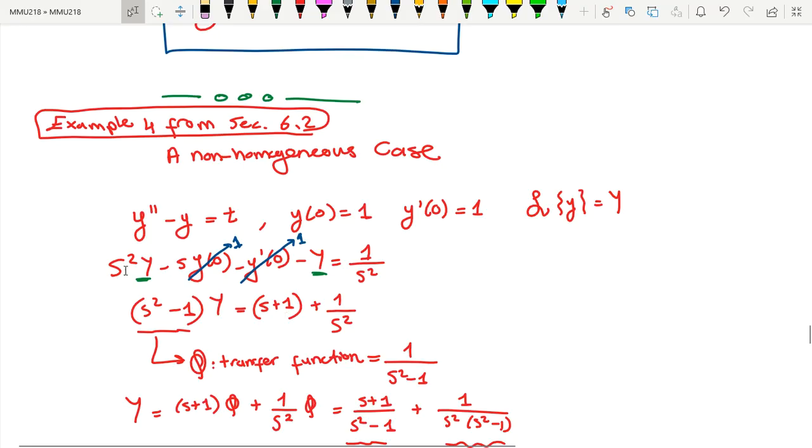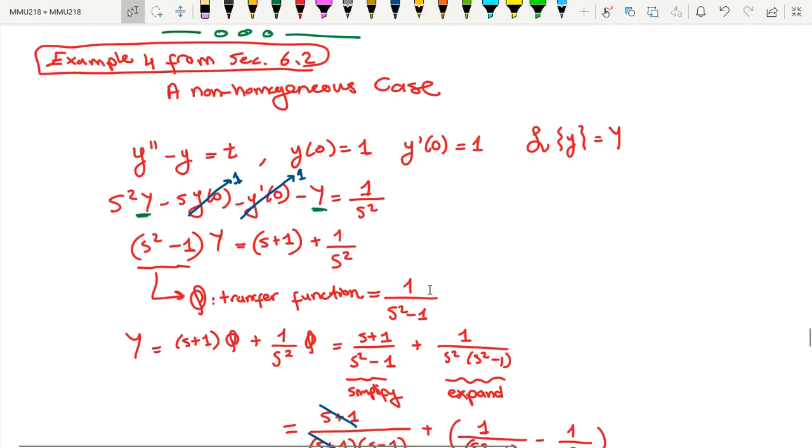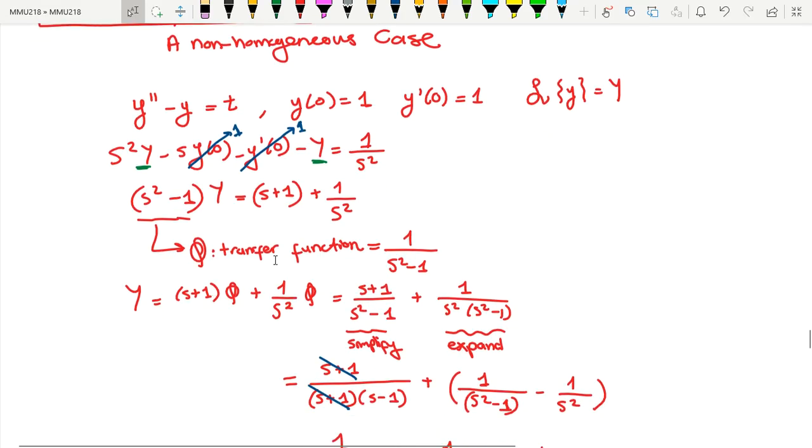And if you group the capital Y, Laplace of y, s squared minus 1 becomes the coefficient for Laplace Y. And if you take the inverse of that, 1 over s squared minus 1 is going to be called the transfer function. And if you multiply the transfer function on the right-hand side with both the input, which is R, and the initial value related coefficients over here, which is s plus 1, you get this expression. And if you open this up, it looks something like this.